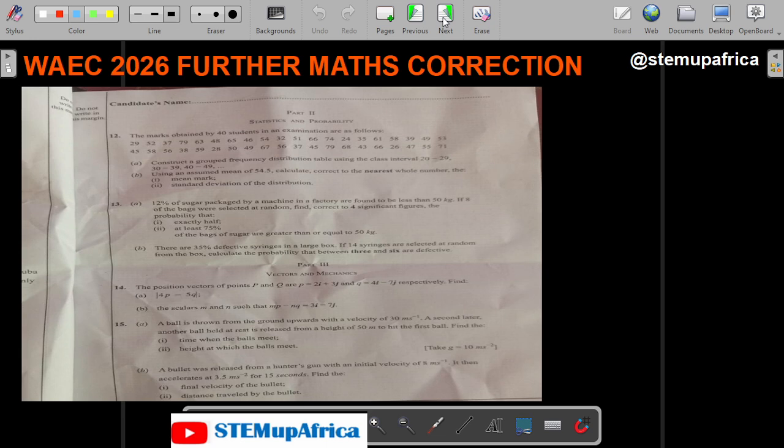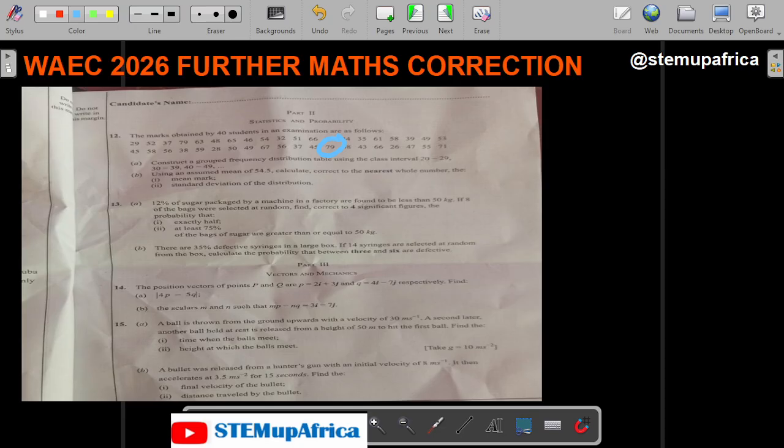The marks obtained by 40 students in an examination are as follows. So the total number of students in the exam, that's our total frequency, is 40. So we're having 29, 52, 79, down to 71. Construct a group frequency distribution table using class interval 20 to 29. So I will count the numbers that fall between 20 to 29. Then I will move from there to 30 to 39, 40 to 49, till I get to 70 to 79, because the highest number here is 79. So let's do that.